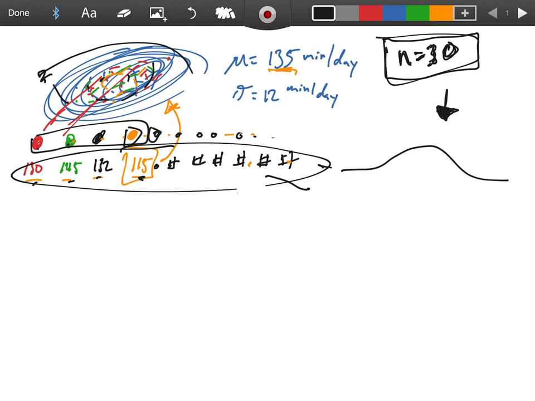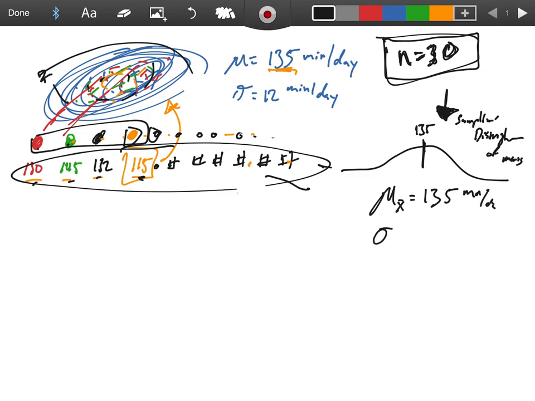The other thing that it says is that the average of the sampling distribution of means will always be the average of the population it came from. So it's going to be 135. Okay. And now I can ask some really cool questions. This is the sampling distribution of means. The average of the sampling distribution of means, notice I have this symbol, X bar, is always going to be equal to that of the population. So this is going to be 135 minutes per day.